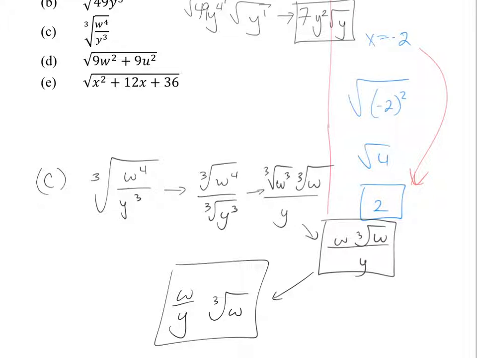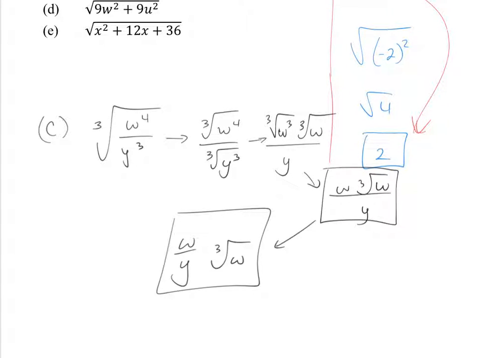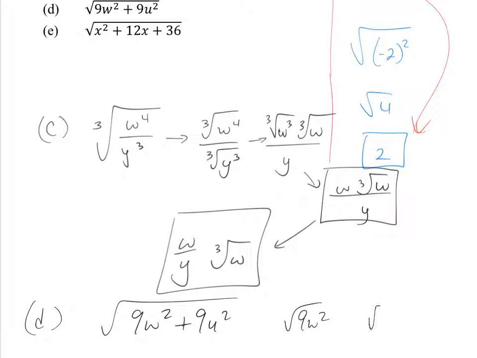Part D. Part D is a little bit tricky, so try not to fall into the simple mistake here. It's a common mistake I've seen here. 9w squared plus 9u squared. Thoughts? Considerations? George? You can break it up into 9w squared and 9u squared. So just do it like this, right? 9w squared and 9u squared.